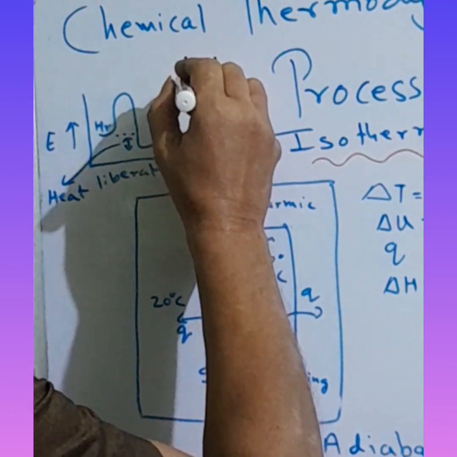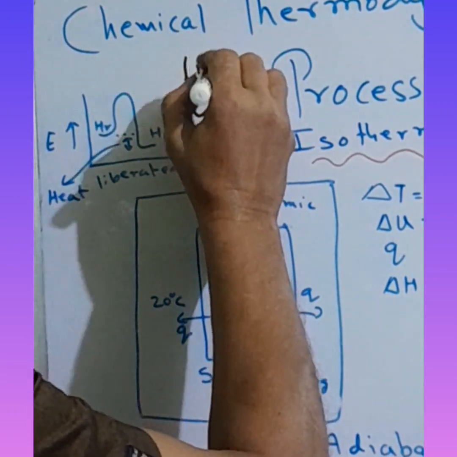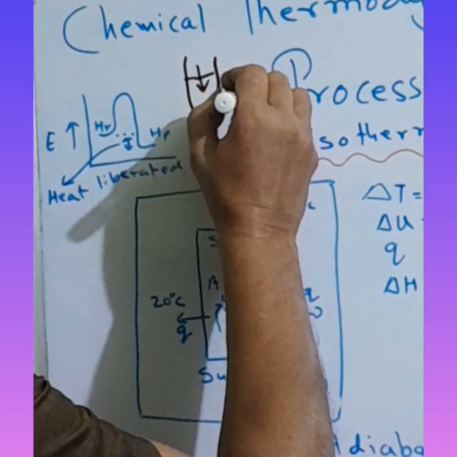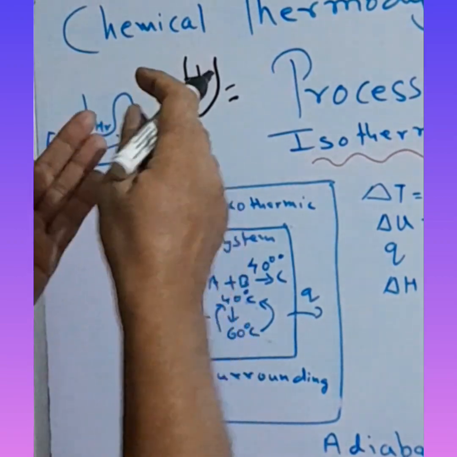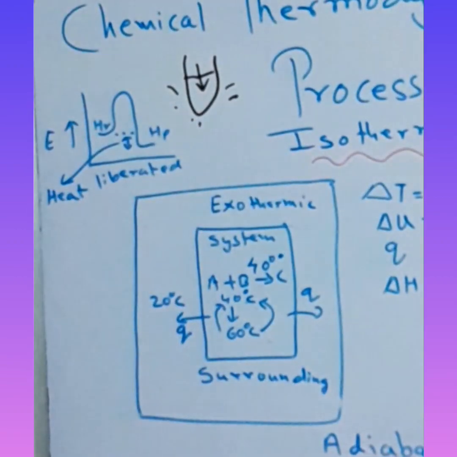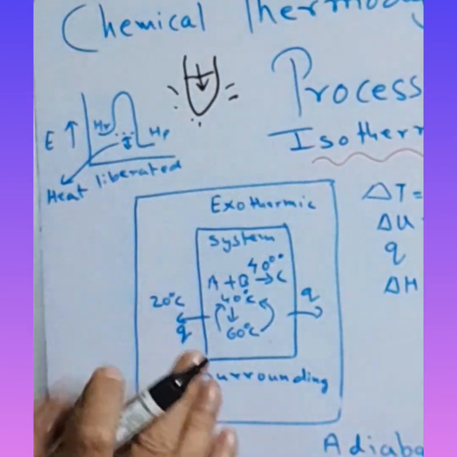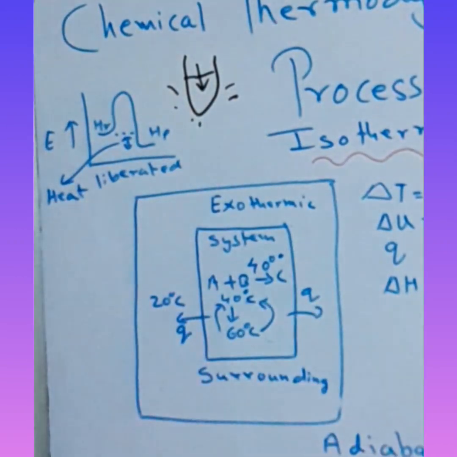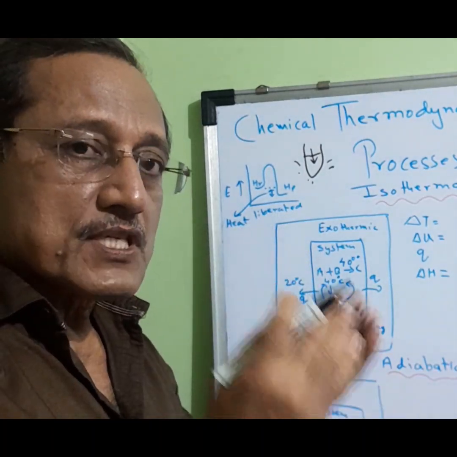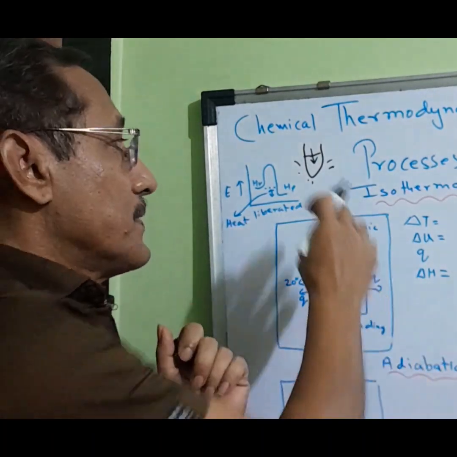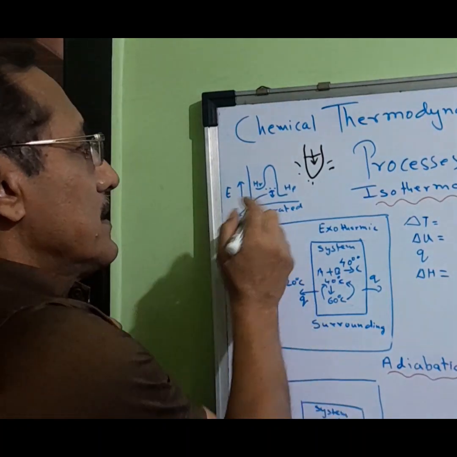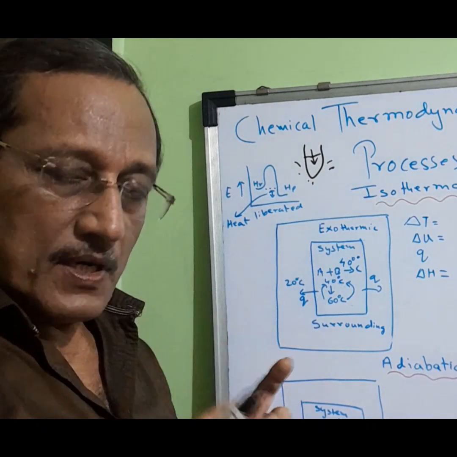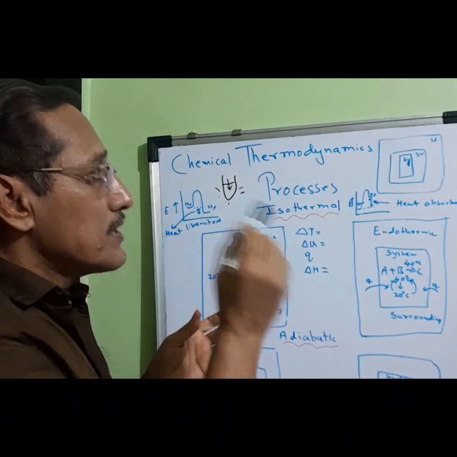I put water in it and I put calcium chloride into it. As soon as I put calcium chloride, the entire water will get heated up. So heat is provided to the system. That is what is exothermic process. Heat is provided to the system, so the system becomes hot. That is what is exothermic, and this is the quantity of heat that it liberates to the system. Okay, so what is endothermic process?